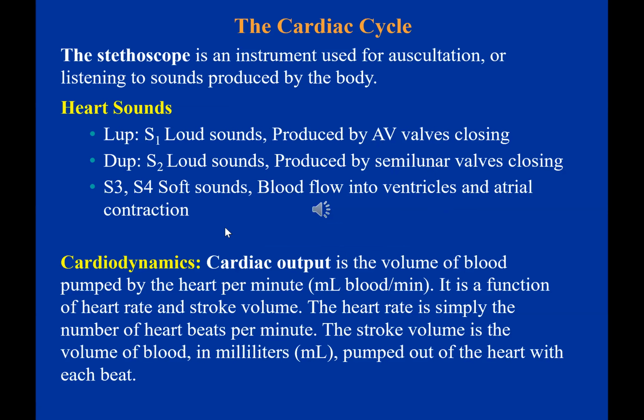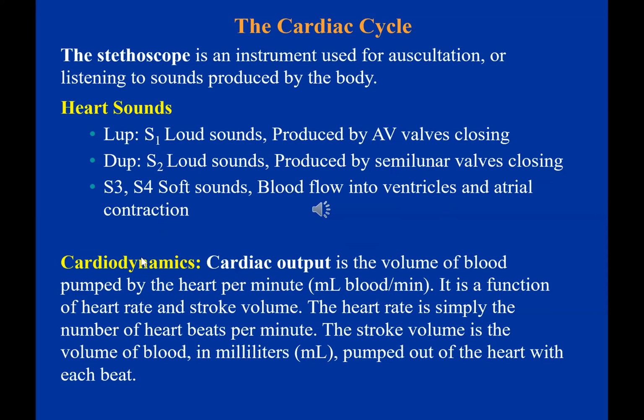And the dup is produced by the semilunar valves, which would be the pulmonary valve and the aortic valve closing. And there's also S3 and S4. They are very soft sounds when the blood flows into the ventricles and atrial contraction, which is usually not picked up. Some numbers, if you're a cardiologist, this is what you would be interested in.